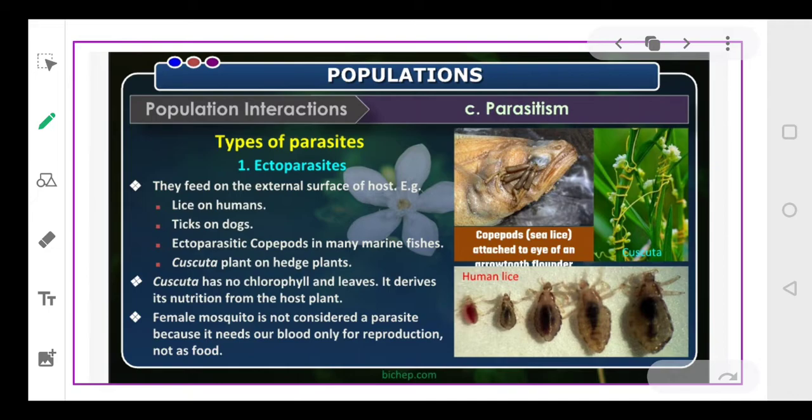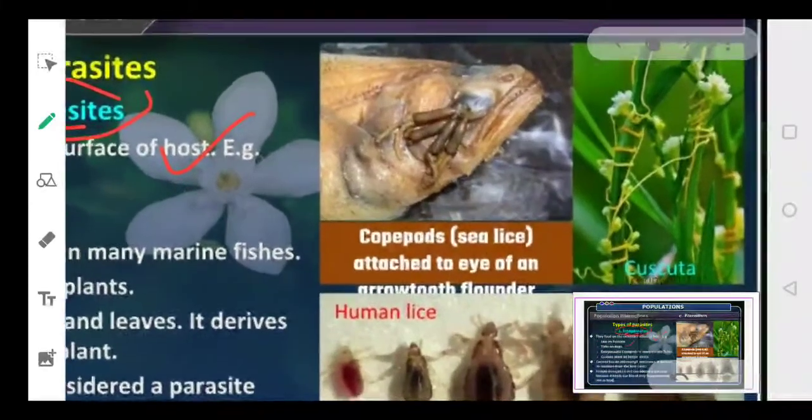Now coming to the types of parasites. See, there are two kinds of parasites. The very first is the ectoparasite, and as the name suggests, ecto means the parasite which lives on the surface of the host. Like lice, they live in your head, so they are outside your body. Ticks on dog, mites in case of buffaloes and cows. These are all ectoparasites. If you look at the photographs, just let me see.